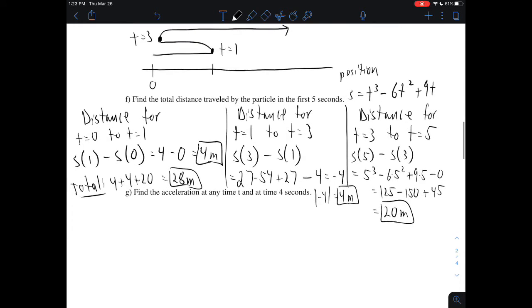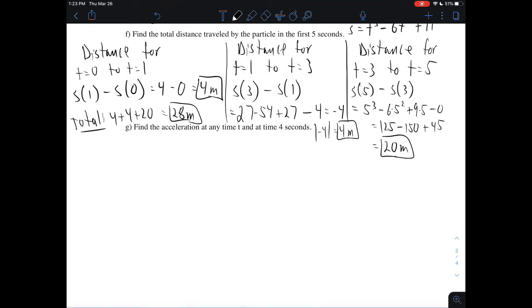So something that we can learn from this part F is that we do need to pay attention to when these particles are moving in a positive or a negative direction. They're still traveling a distance, so that's why I used the absolute value for the time between 1 second and 3 seconds. We still have to consider that as an actual distance traveled.